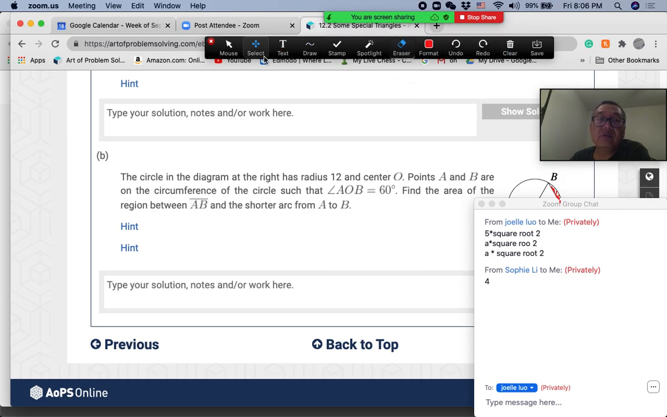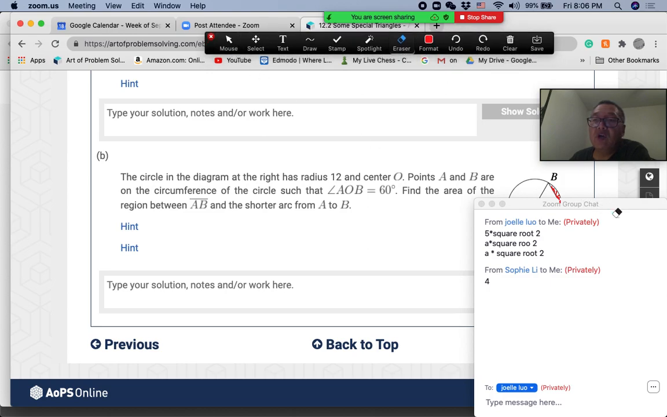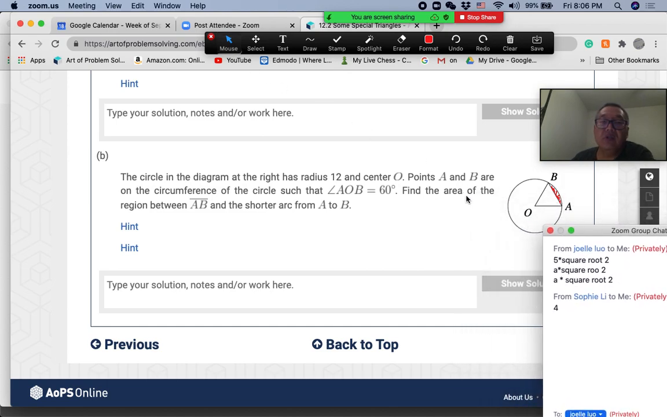Why? Because after you got this triangle OAB, it's an equilateral triangle. They give you the length, that's 12, and this angle is 60 degrees. Because OA equals OB, this angle also equals this angle. So 180 minus 60 gives you 120, divided by 2, so these two angles each also equal 60 degrees. So triangle OAB is an equilateral triangle.